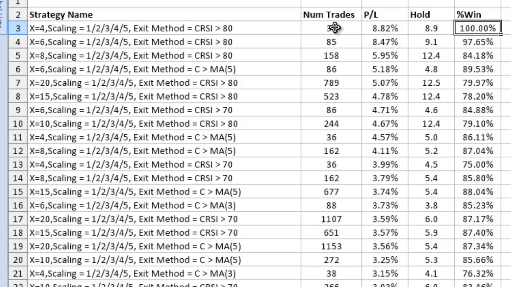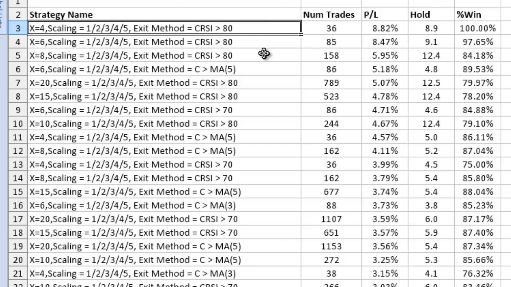If you want to see the actual trades and the list of trades that were made, then you can go into the file system under the EdgeRater folder and under reports, and each one of these strategies here is listed as a report. So you can go in and you can see each of the trades that were taken as part of the simulation.